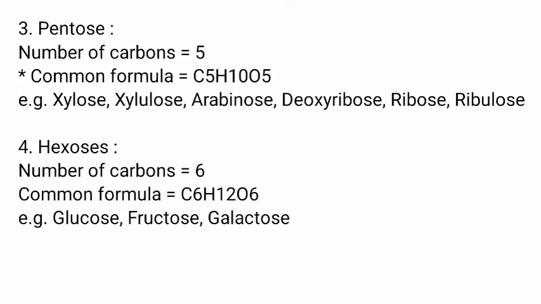Pentoses contain 5 carbons. Common formula is C5H10O5. Examples, xylose, xylulose, arabinose, deoxyribose, ribose, ribulose. Hexoses contain 6 carbons. Common formula C6H12O6. Example, glucose, fructose and galactose.